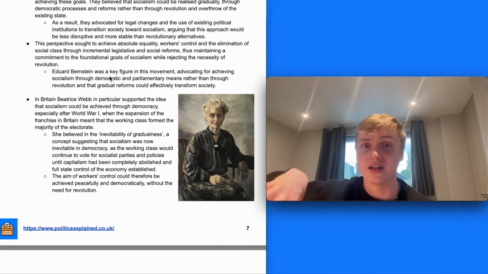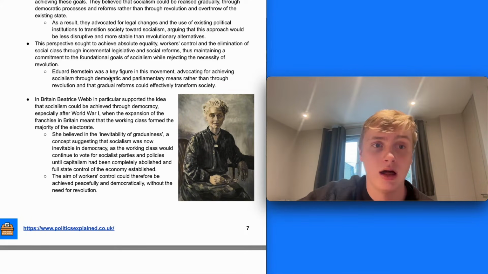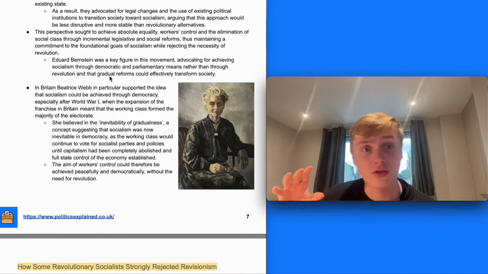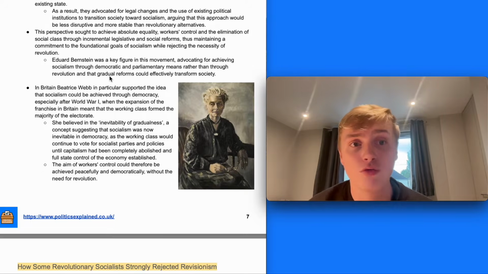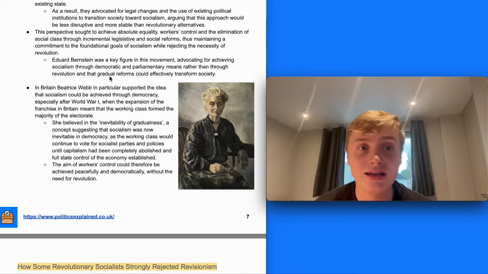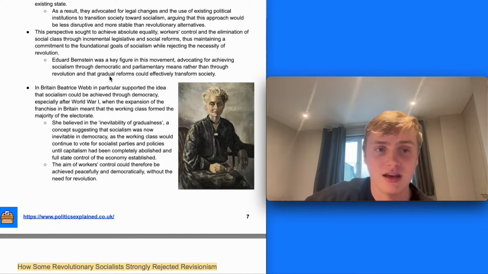They thought you could effectively expand and take over the state. So it sought to achieve absolute equality, workers' control, and the elimination of the social class through incremental legislative and social reforms, therefore maintaining a commitment to the foundational goals of socialism, but rejecting the necessity of revolution.